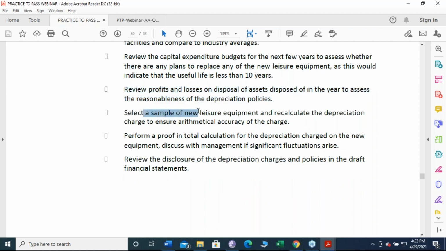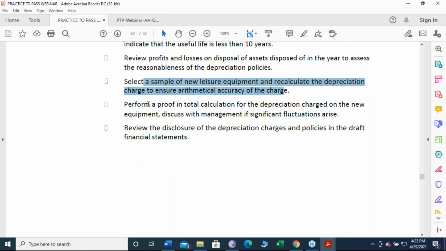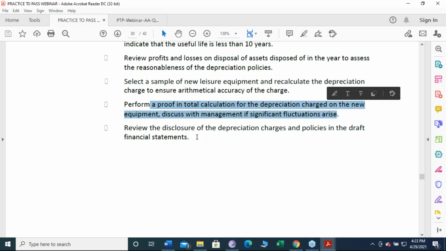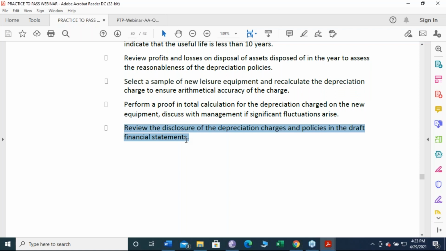You can select a sample of new leisure equipment and you can recalculate the depreciation in order to verify arithmetical accuracy. Perform a proof in total calculation for the depreciation charge on the new equipment. Discuss with management if significant fluctuation arise. So if there is any significant fluctuation, you need to have a discussion with the client. Last but not the least, you need to review the disclosures of the depreciation charge and the policies in the draft financial statement and make sure it is in line with IAS 16 property plant equipment.